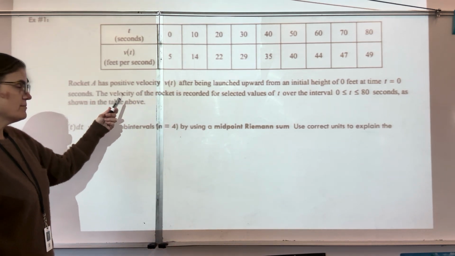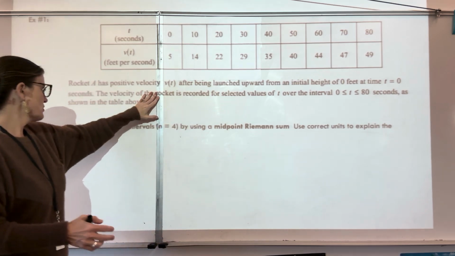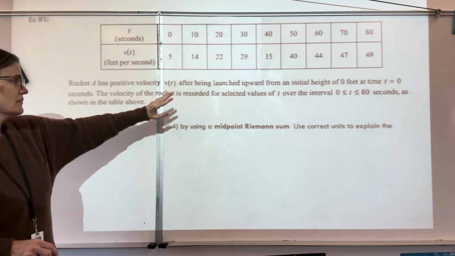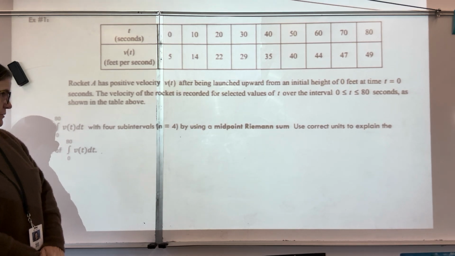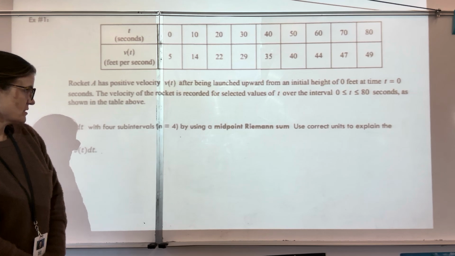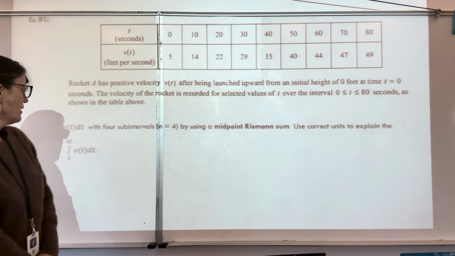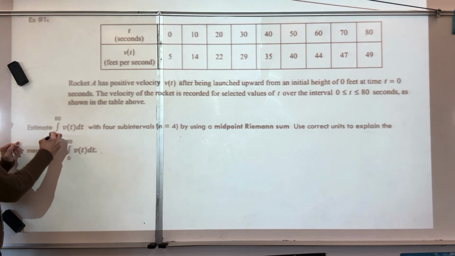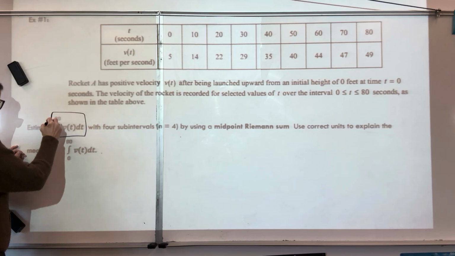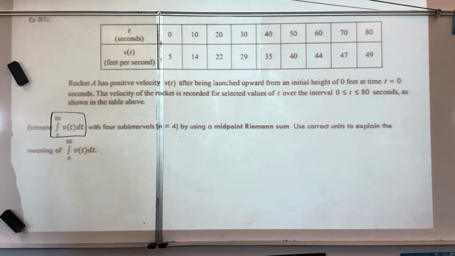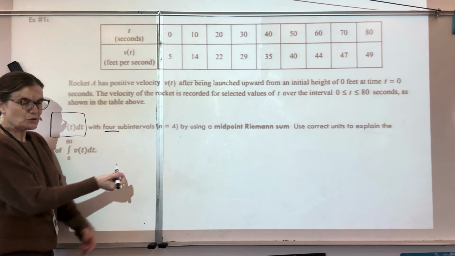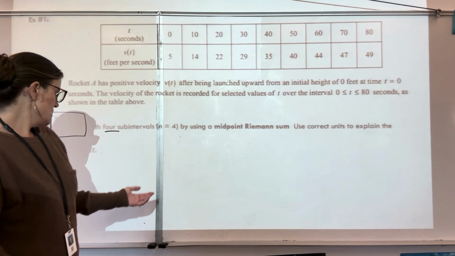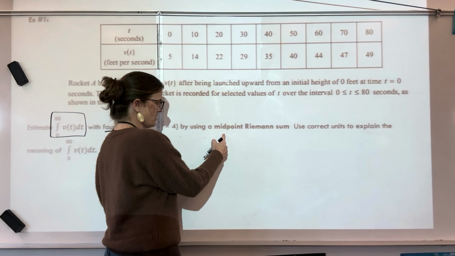Okay, so a typical rocket launch problem. We have rocket A, maybe pause and read it on your own. But let's talk about a rocket that has a positive velocity after being launched upward. It's giving you some initial height of 0 feet at time equals 0 seconds. The velocity of the rocket is recorded for selected values from 0 to 80 seconds. So we want to estimate the integral from 0 to 80 of v of t dt with 4 subintervals. This is telling you n equals 4, that's how many rectangles you're going to have. And it says by using a midpoint Riemann sum.